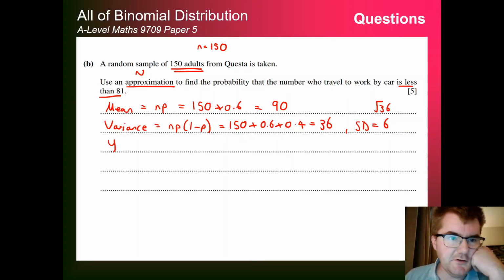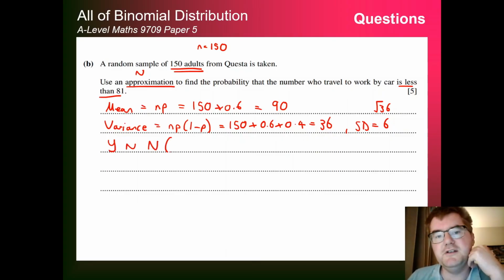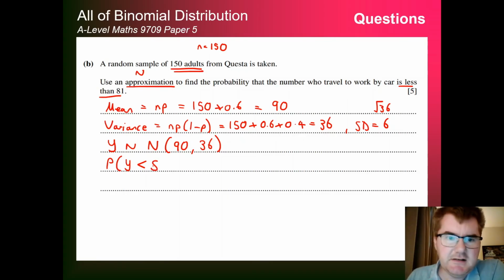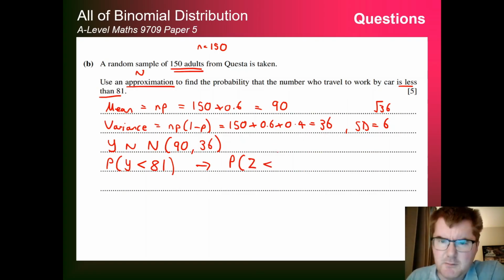Okay, so let's just use a Y here, and now we're going to be normally distributed with a mean of 90 and a variance of 36. And now we need to do our z-score. Okay, so we've got the probability and we're looking for Y to be less than 81, and now we convert it into a z-score. So we're going to need to think about our continuity correction. That's less than 81, so let's go with 80.5, so our lower bound, minus the mean, so that's minus 90, divided by the standard deviation, which is 6.